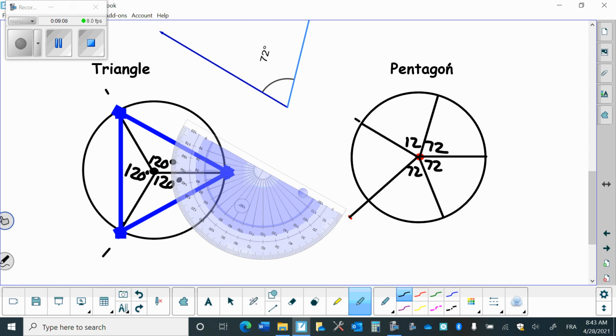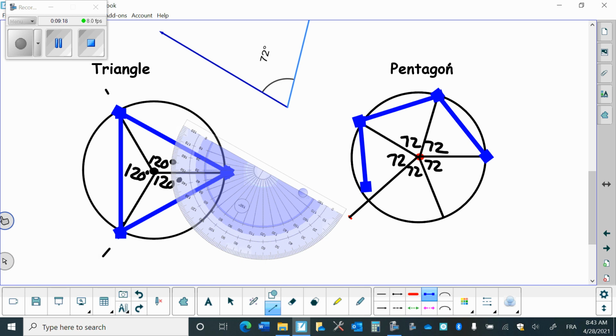When you look at these pieces, they should look like they are 99% accurate. And then your last step, go connect. You should have created 5 sides because you did 72 degrees 5 times to add up to 360 degrees.